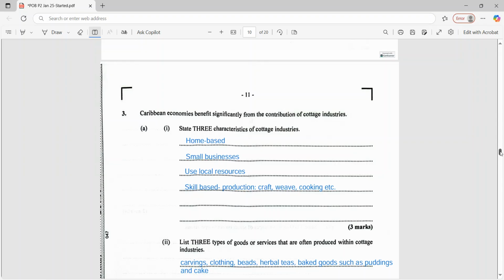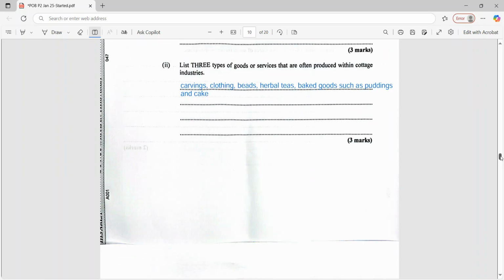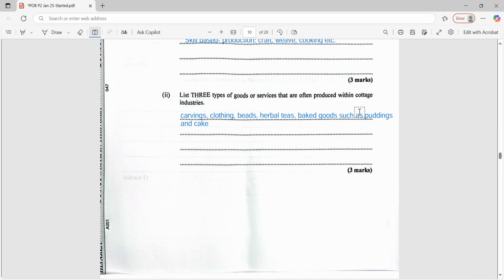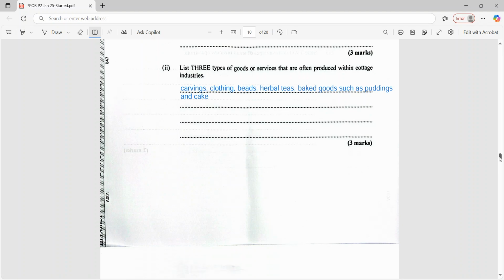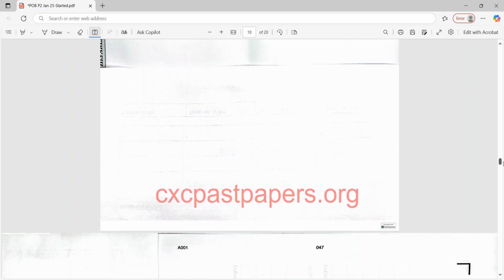Then it says list 3 types of goods or services that are often produced within cottage industries. And from the skill base we can list some of those. So carvings, clothing, beads, herbal teas, baked goods such as puddings and cakes. And there are more, so you can think of more and put them in the chat below so that I can give you my input on those.